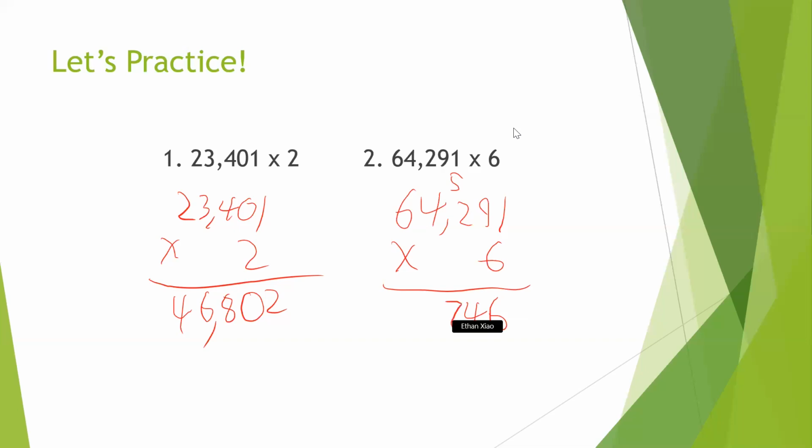So you add 1 here. And then we do 6 times 4, which is 24, plus 1, that equals 25. 2, and 6 times 6 is 36. And we have to add 2 to 36, which means 38. So the answer is 385,746.